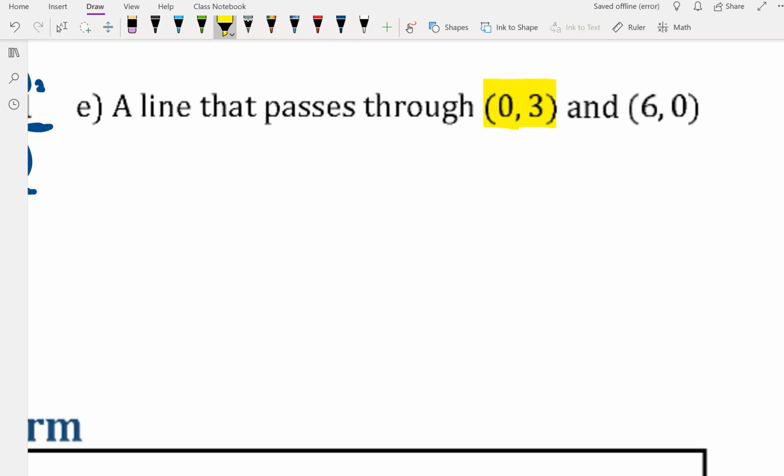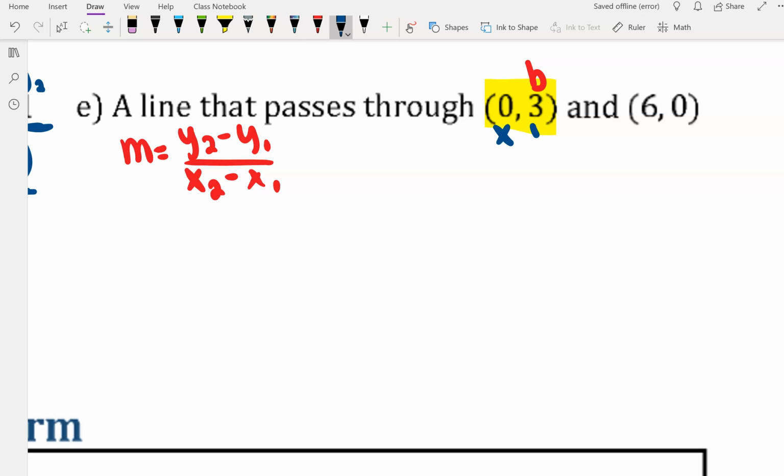Remember, this is a special point. Whenever we have 0, something, that's our b. So b is 3. What we aren't given here is the m, so we need to find it. Remember, m is y2 minus y1 over x2 minus x1. I'm going to label these coordinate points. This is x, y, x, y. I'm going to call this one my first point, 1, 1. This one my second point, 2, 2.